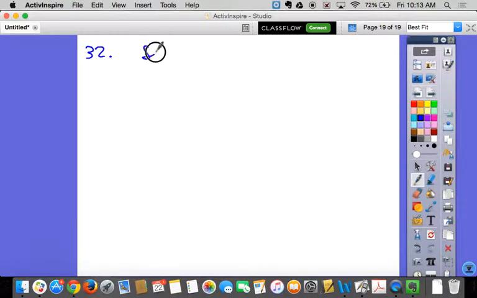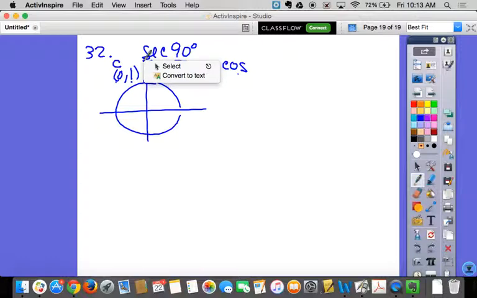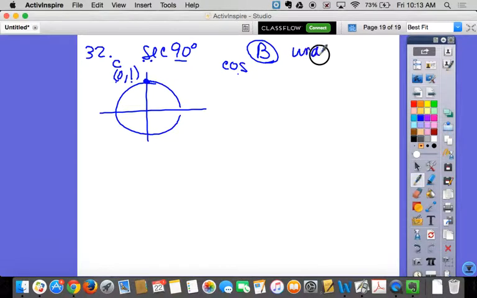32. Secant of 90. Find the exact function value, and notice that lovely little phrase, if it exists. When you see 90, you should know that's hitting right there, which means unit circle. So what is that ordered pair? That ordered pair is 0, 1. You didn't go side to side, but you went up. Secant is the reciprocal of cosine, so cosine is the first one. If cosine is 0, and I do the reciprocal of 0, that would be undefined, hence not existing. So that would be B. And that's what they have: undefined.